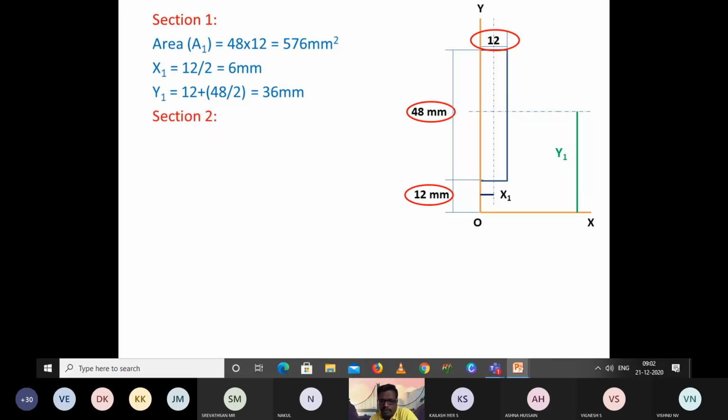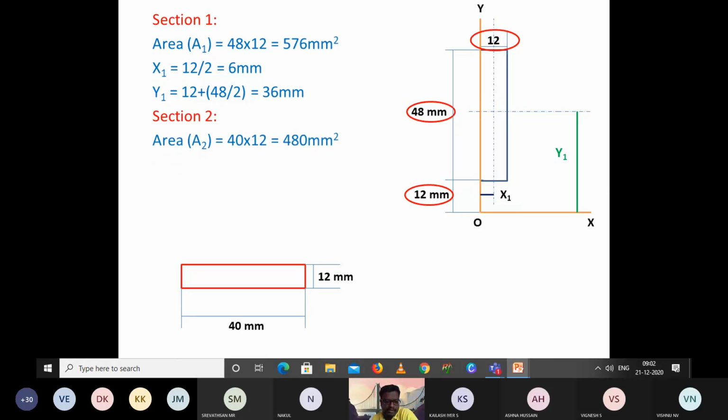Next, we are moving to section 2. You can see here we have section 2, 40 by 12. So the area you can easily calculate: A2 is 40 by 12, 480 millimeters square. Similarly, now you see the axes, Y and X. They are attached to the second section, because as per this format only we have drawn the X and Y axes. Now you have to calculate this particular x2 distance. You draw a centroidal axis of this section, and this length will give the x2. This x2 is nothing but the total distance divided by 2. The total distance of this rectangle is 40, so 40 divided by 2 is 20 mm.